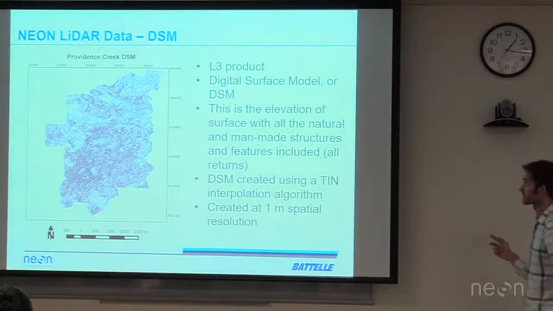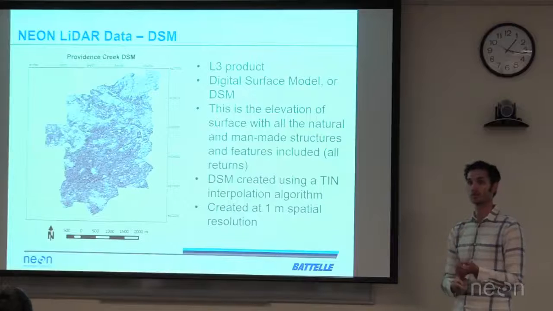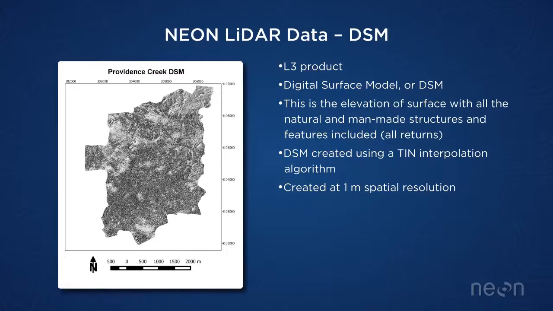Next we have the digital surface model. This is one of our L3 raster products. We use that triangular irregular network interpolation algorithm with all of the points. So this is vegetation, buildings, all the points included. We're interpolating between all those and getting that raster elevation. Again, created at 1 meter spatial resolution.